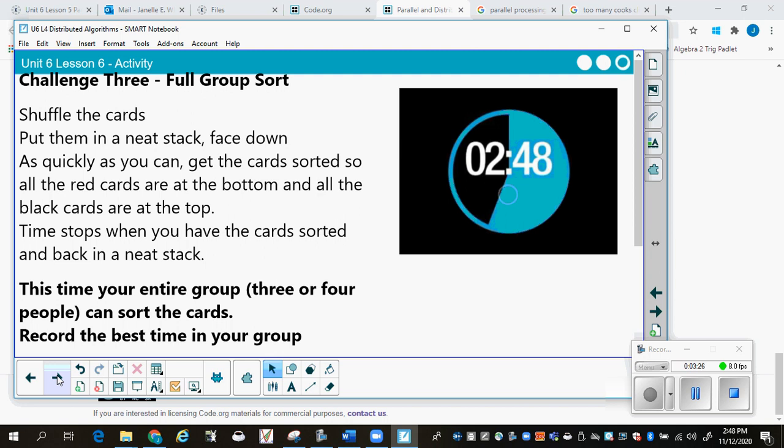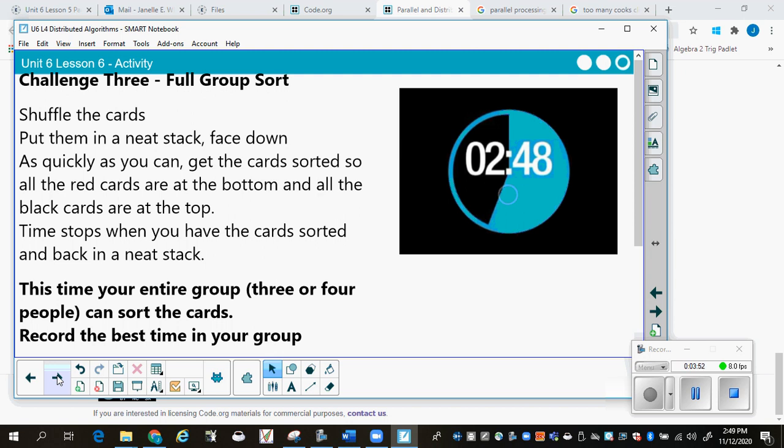Now, challenge 3 would be a full group sort. It's got 4 people. 4 people are standing around, shuffle up the cards, put them in a neat stack, face down. Then, as quickly as you can, get the cards sorted so that all the red cards are at the bottom and all the black cards are at the top. And again, time will stop when they're sorted. This will probably be faster than the 2-person sort, definitely faster than the 1-person sort.